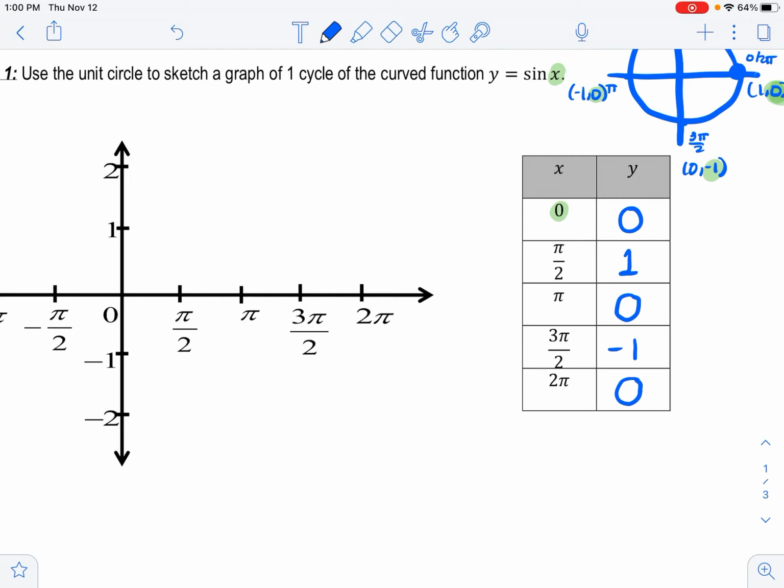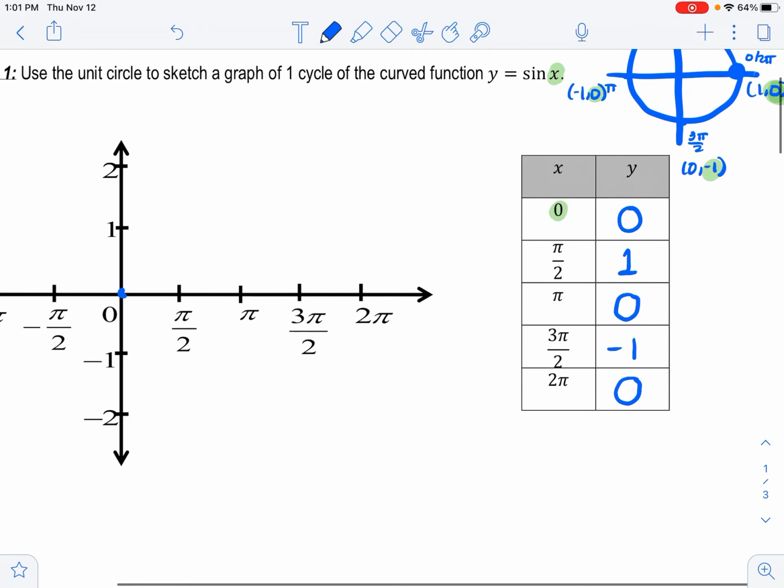Now I want to go through and graph these 5 points. These are the 5 points that make up one cycle of the curved sine function. So I'm going to graph 0, 0, over 0, up 0. That's the origin right there. I'm going to go right pi over 2, up 1, so I have a point right here. Then I have the point over pi, up 0, over 3 pi over 2, down 1, and then over 2 pi, up 0. These are my 5 points that are going to make my curved function.